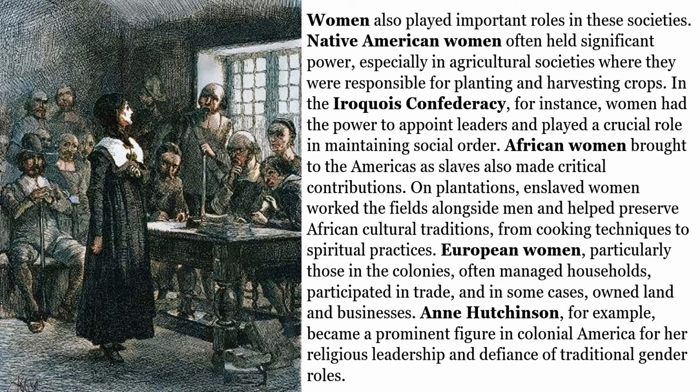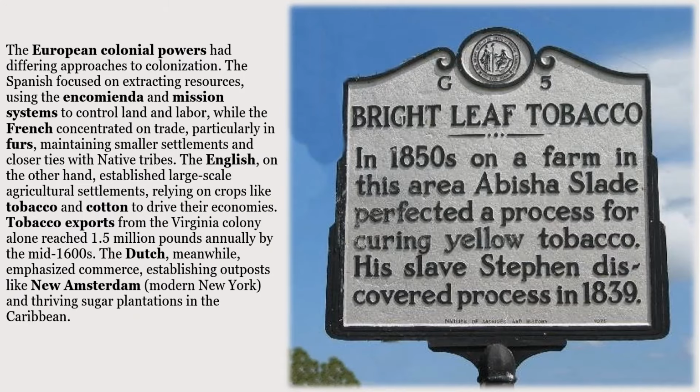The European colonial powers had differing approaches to colonization. The Spanish focused on extracting resources, using the encomienda and mission systems to control land and labor, while the French concentrated on trade, particularly in furs, maintaining smaller settlements and closer ties with native tribes. The English, on the other hand, established large-scale agricultural settlements, relying on crops like tobacco and cotton to drive their economies. Tobacco exports from the Virginia colony alone reached 1.5 million pounds annually by the mid-1600s. The Dutch, meanwhile, emphasized commerce, establishing outposts like New Amsterdam, modern New York, and thriving sugar plantations in the Caribbean.